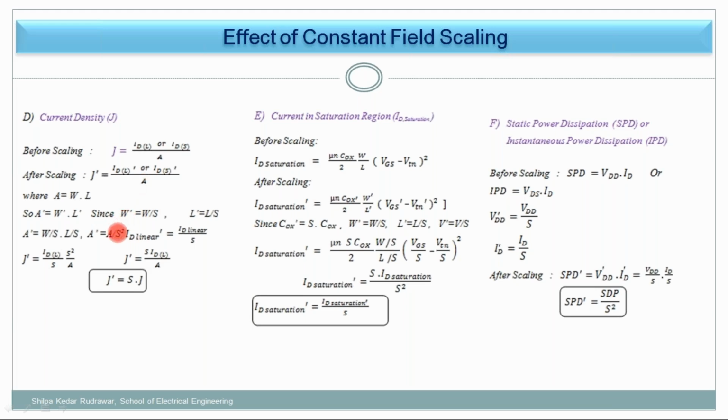So what is A dash? It is nothing but A by S square. So we have substituted A by S square over here. And what is the current that we got? ID linear by S. So after putting this value, what we got is that current density is nothing but S into ID linear by A. So we can say that current density increases by factor S. Current density increases by factor S. Means in a small area, previously less current was there, but as the number of devices increases, in the small area you will be having more current. So that is the meaning of this. So it is scaled up.